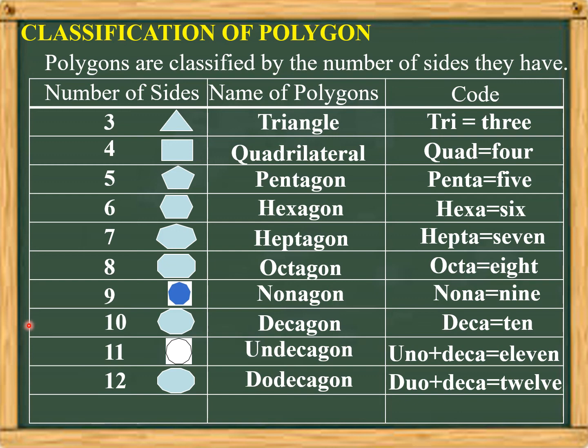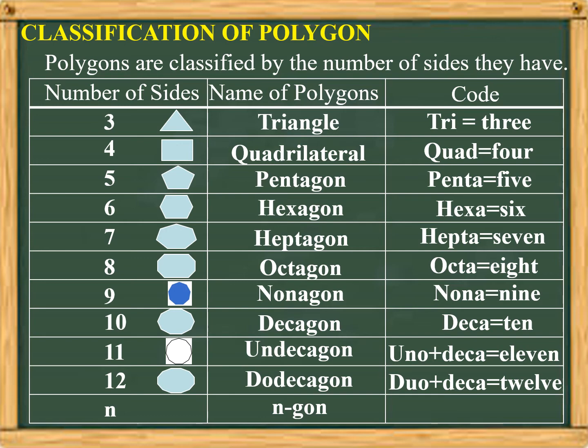So how about if we're going to classify, for example, 15 sides, 18 sides? How can we classify them? What is the name of the polygons? We can use n-gon. So n stands for number of sides. For example, we have 15 sides, so we can call it a 15-gon. If we have 35 sides, pwede nating tawagin na 35-gon. So we have number of sides plus gon. So that is the classification of polygons.